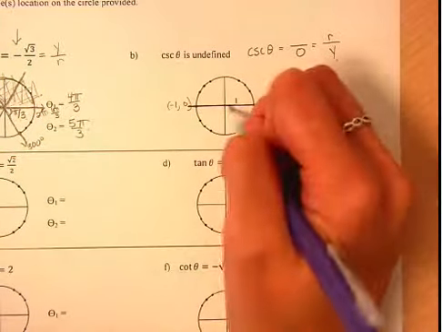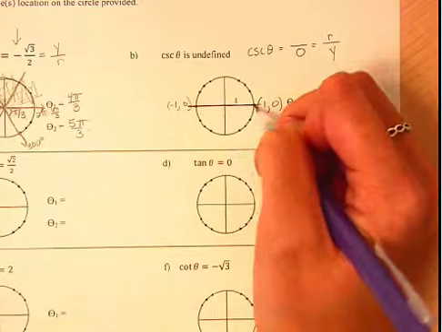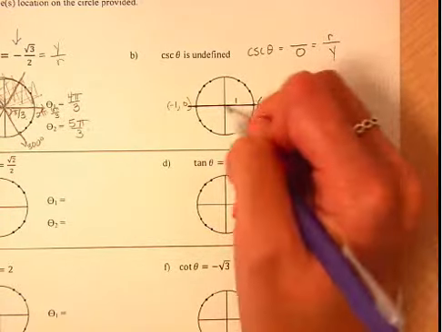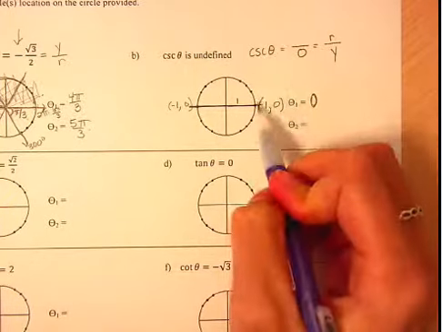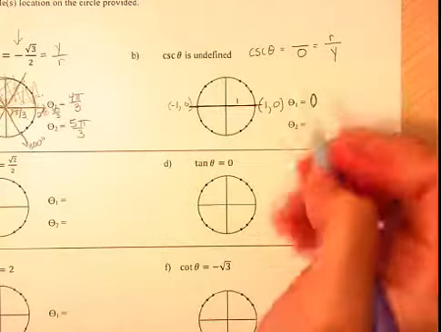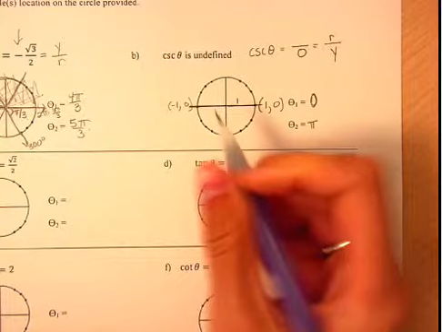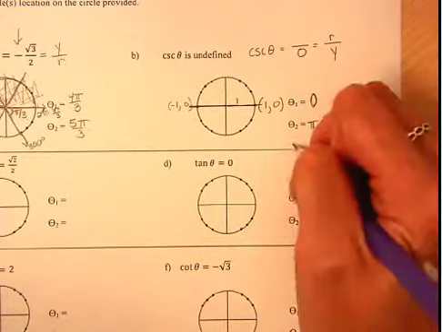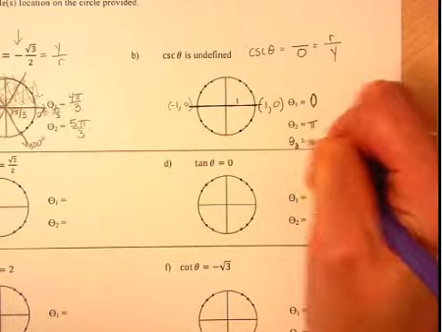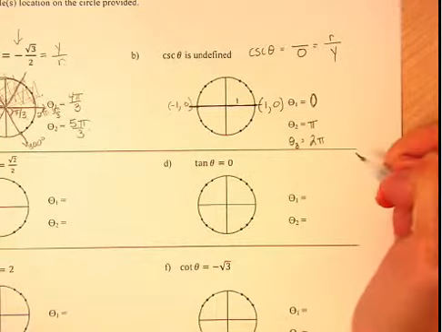So where are we right here? Well, we haven't moved yet. We're on our terminal side. We're on our initial side. So that theta is 0. The negative x-axis, as we know, is pi. You could have also stated 2 pi as an answer.